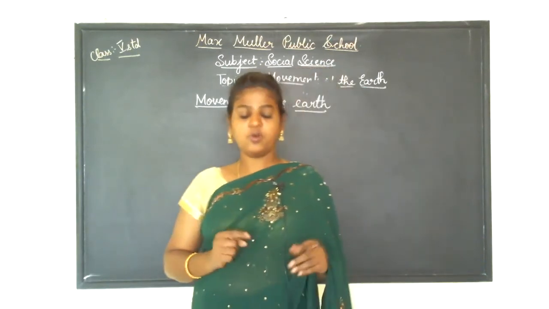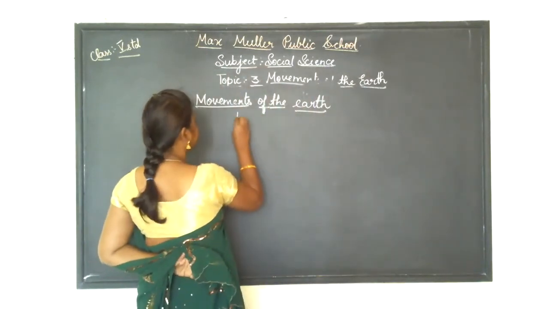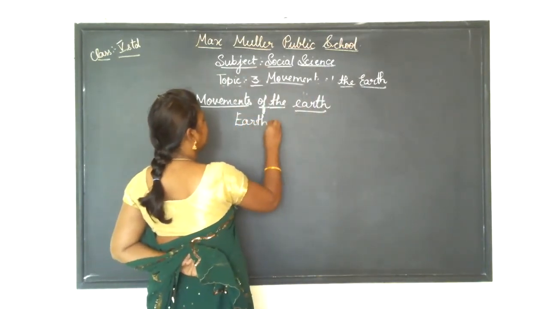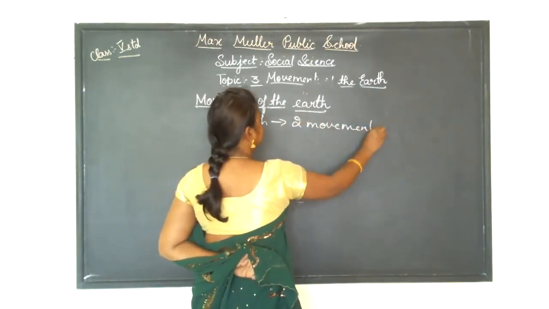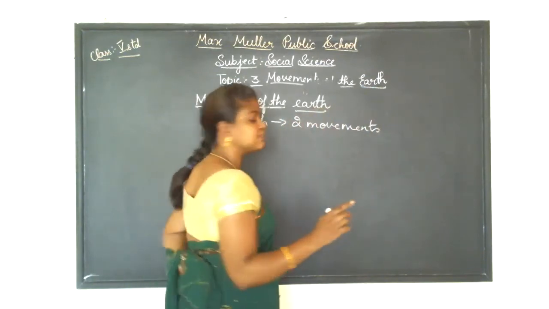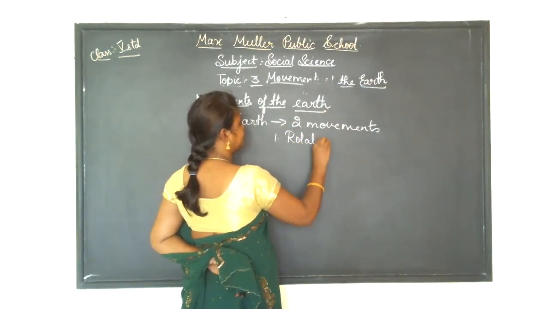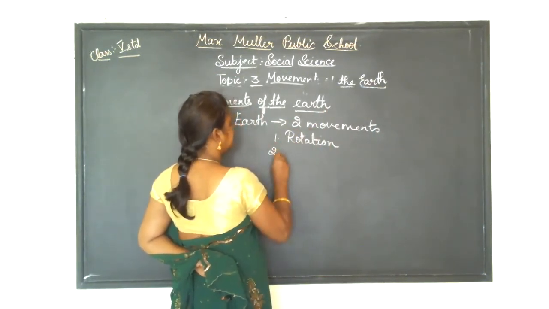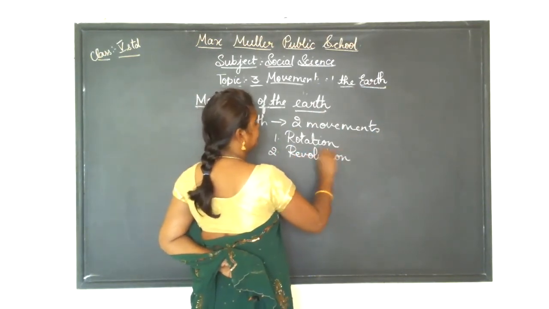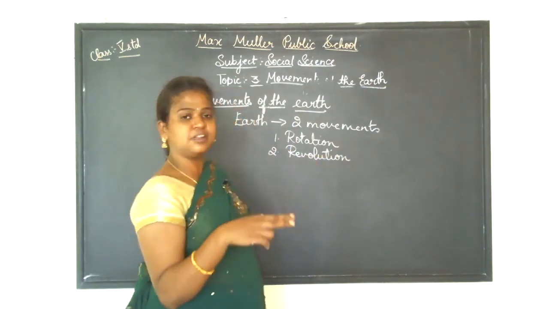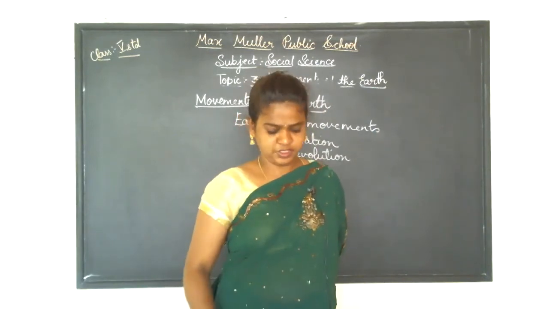So here you all know that the earth has two types of movement. So the earth has two movements. Which are the two movements? The first one is rotation, and the second one is revolution. So these are the two movements of the earth. The two movements of the earth are rotation and revolution.